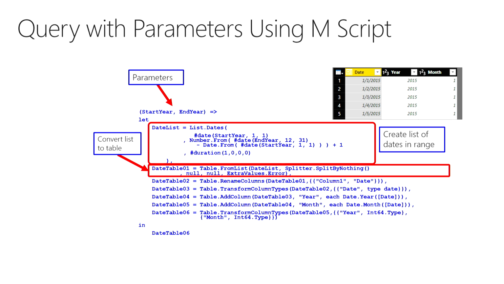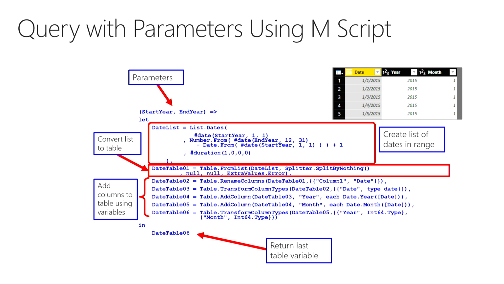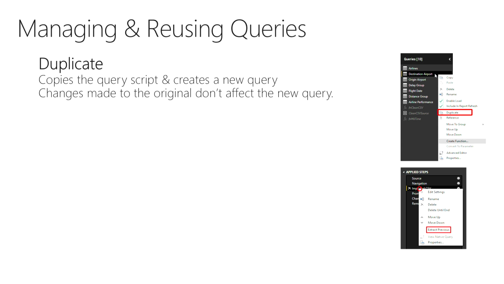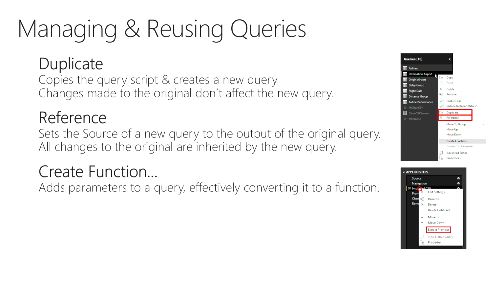All right. And then here you can see the code that was actually generated that converts the list into a table, and then each of the individual columns that were added. And then, as is standard in Power Query M, the last table variable that was generated by the designer is the object that you actually return from the query. All right. So we talked about this a little bit, and to this gentleman's question a little bit earlier, the difference between duplicate and reference.